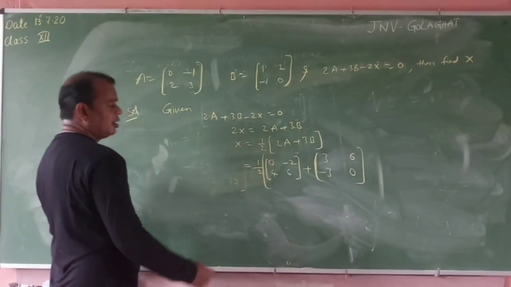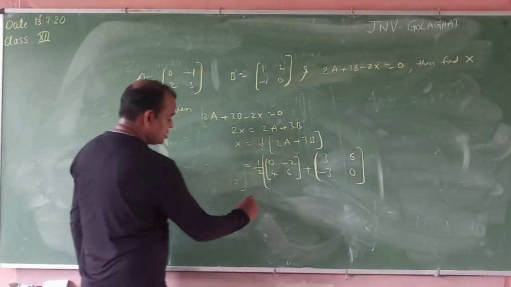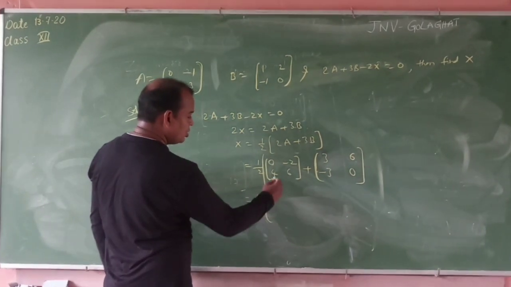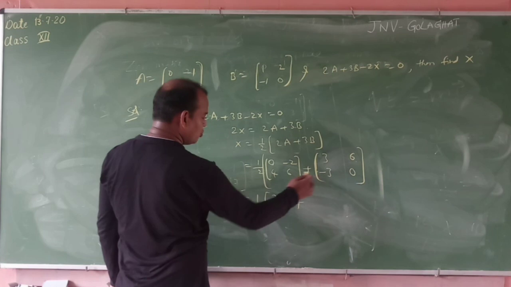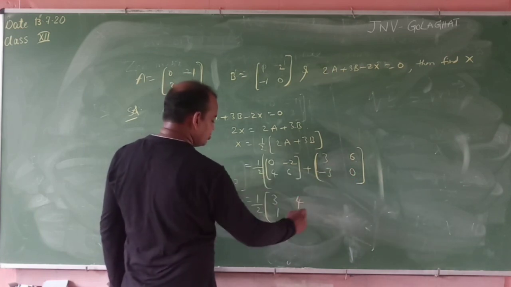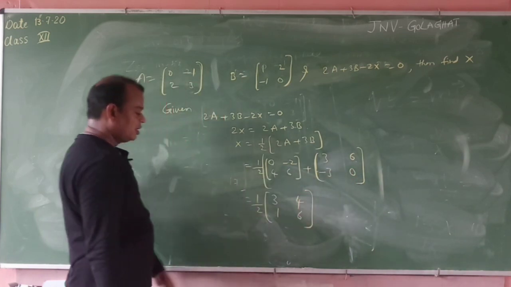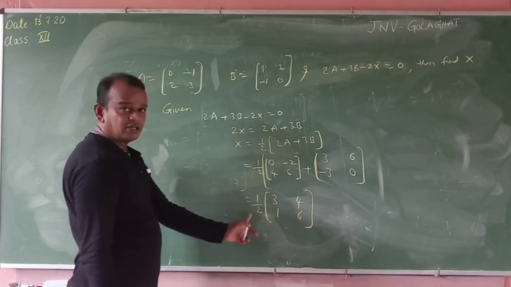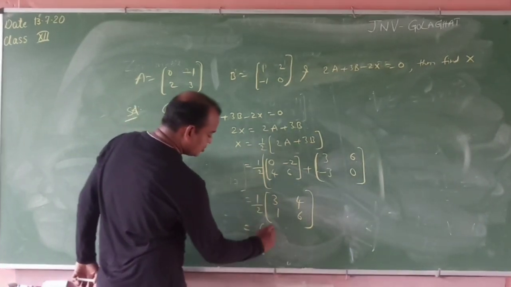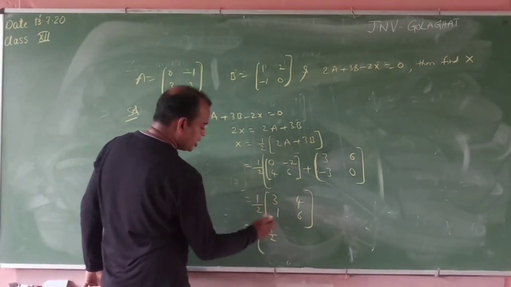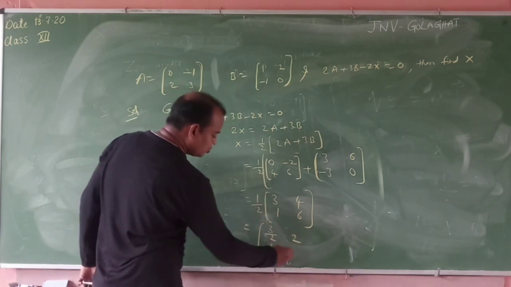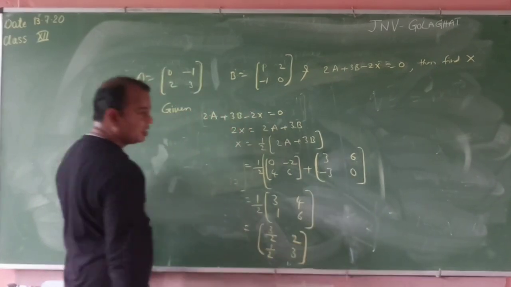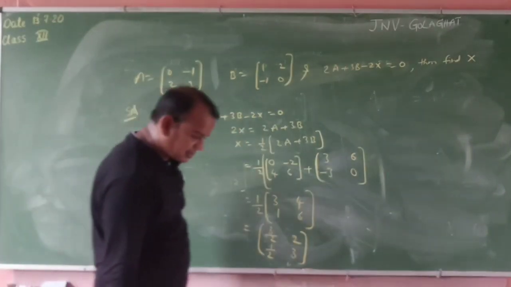After that adding, that is half into: 0 plus 3 means 3, minus 2 plus 6 means 4, 4 minus 3 means 1, 6 plus 0 means 6. After that every element is multiplied with 1 by 2, that equals 3 by 2, 4 by 2 means 2, 1 by 2, 6 by 2 means 3. This is the resultant matrix.